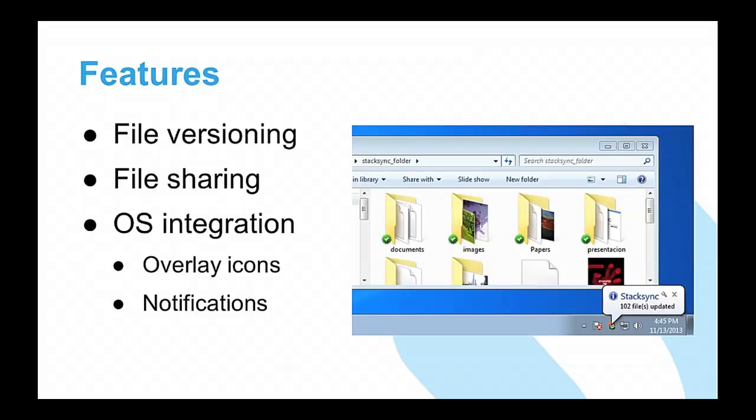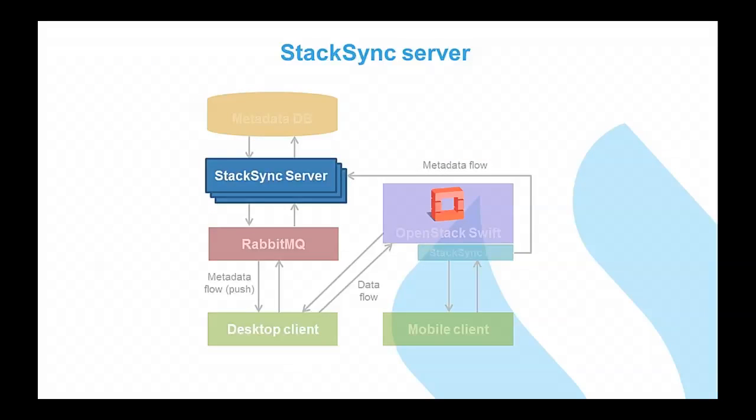As you can see in this picture, we have a synchronized folder, and the green dots are telling us that everything is synchronized, everything is OK. And this bubble here is telling us that some file has been updated. After that, Adrian, the other StackSync developer, will explain in more detail what's happening with the StackSync server and the rest of the architecture.